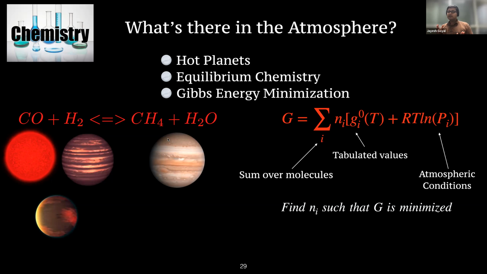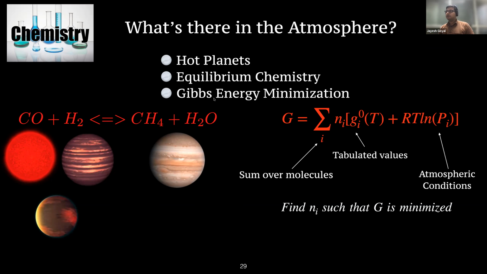So I'm showing you just one reaction. Such reactions can exist for many molecular species. So hundreds and thousands of these reactions, and the combination of that can give you the possible chemical species that can exist in the planet's atmosphere, and that you can determine by the chemistry.